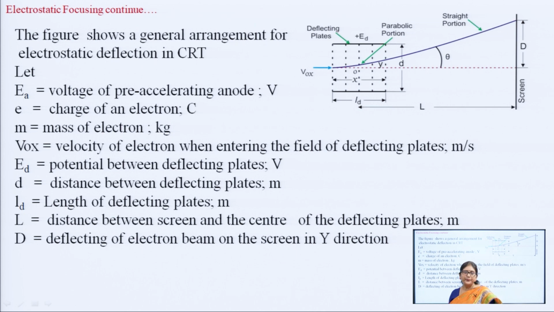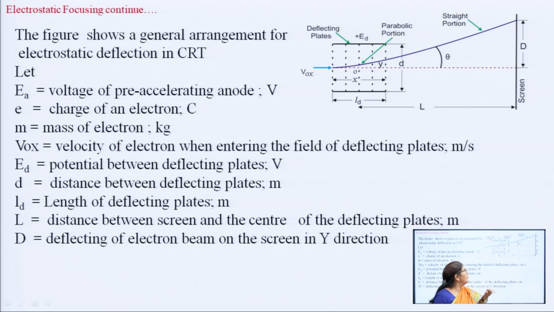Here we can see that when the electron beam is leaving the accelerating anode, at that time the electron beam is moving in the x direction only and there is no acceleration force on that beam. But the vertical deflecting plates have the upper plate at plus Ed and the lower plate at 0 volt. So, the electron beam entering the deflecting plates will get attracted by the upper plate.